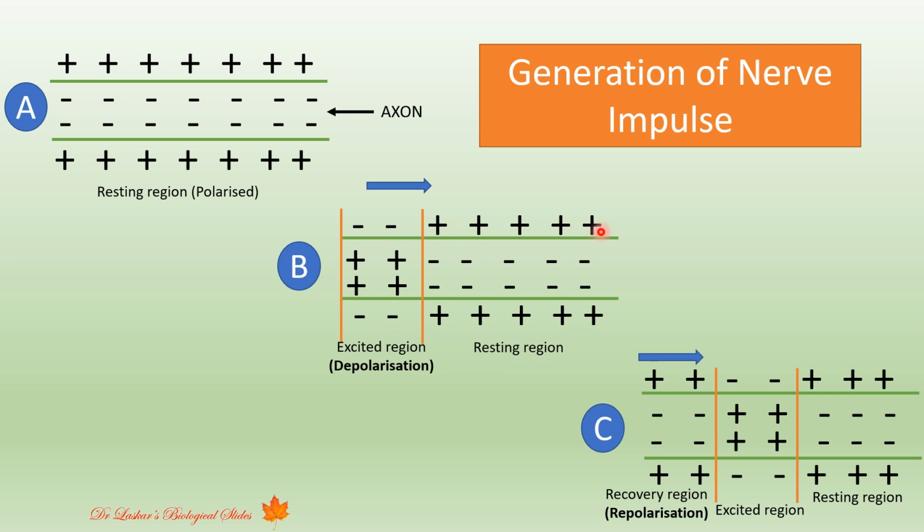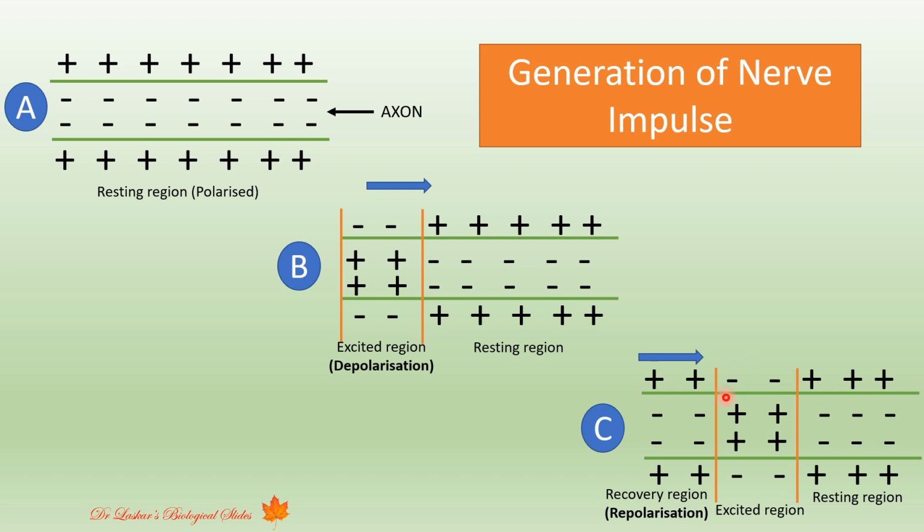Adjacent to this point, the outer surface of the fiber is still positive. There is a difference in potential between two neighboring areas, one is the depolarized area, another is the polarized area. The positive charge from the polarized surface moves towards the negative area, resulting in depolarization of the adjacent area. Here you can see the depolarization of the adjacent area.